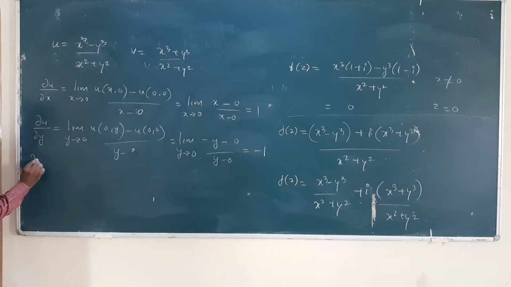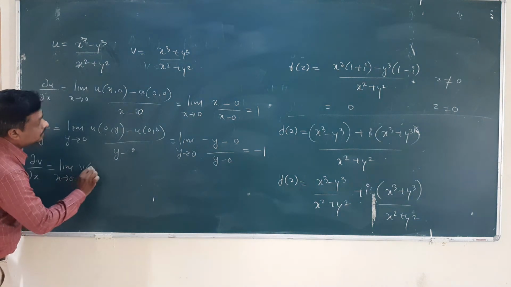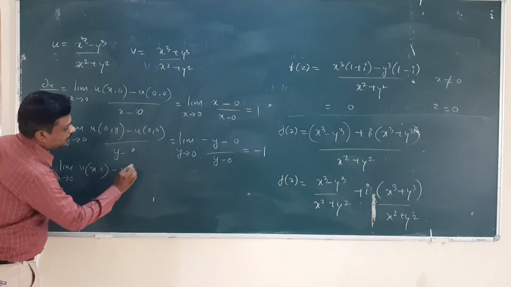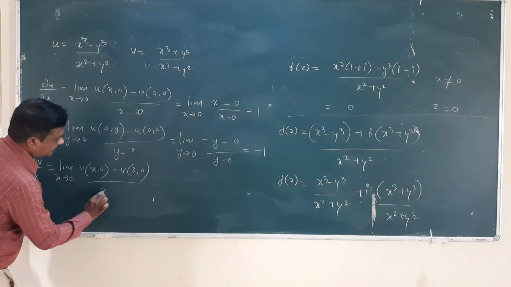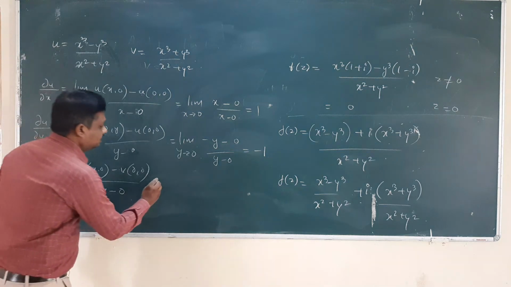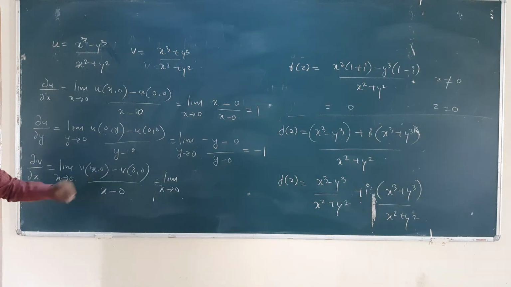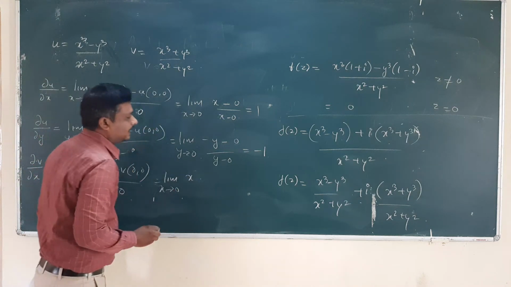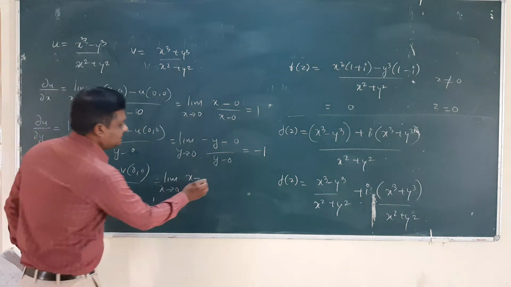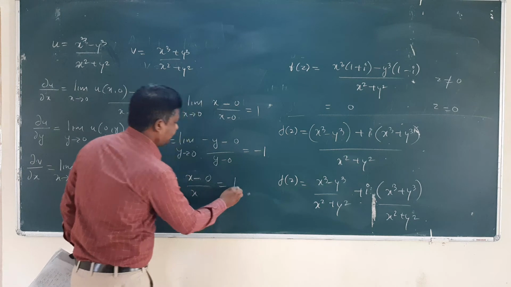So then next one, dou v upon dou x. So limit of x tends to 0, v of (x, 0) minus v of (0, 0) upon x minus 0. So this implies limit of x tends to 0, (x, 0). Here I will put y equal to 0 and x equal to x. Again I will get here x only minus 0 upon x. So this implies I will get here 1.